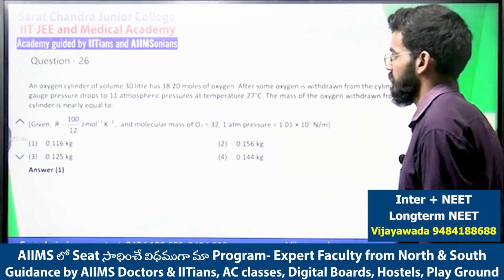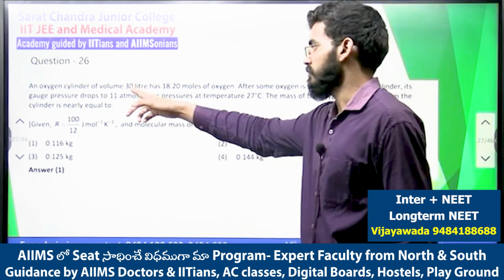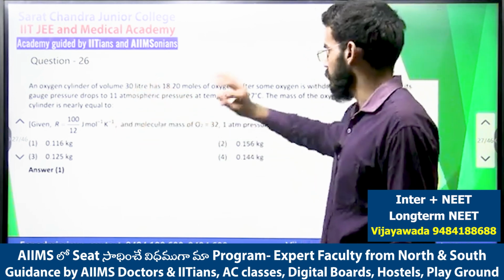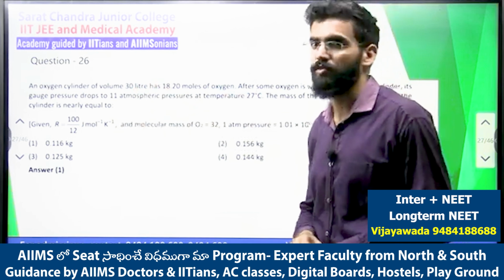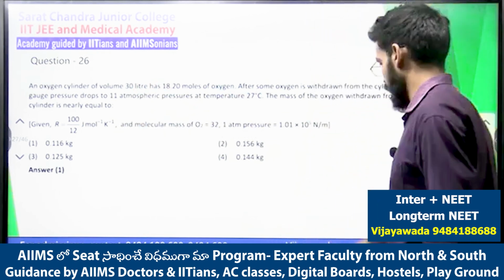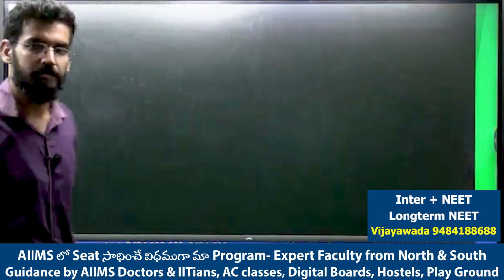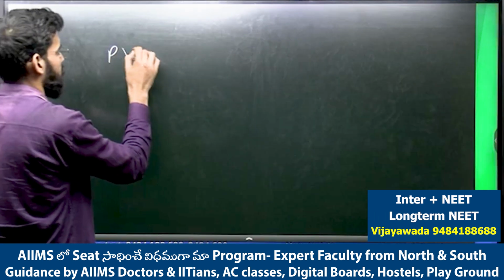Temperature is 27, he is saying. So pressure and temperature he gave, and volume 30 liter is already given. R we know, so we can find the final number of moles. Then he is asking the mass of the oxygen, which we can calculate. Just see how. I know PV equals nRT.